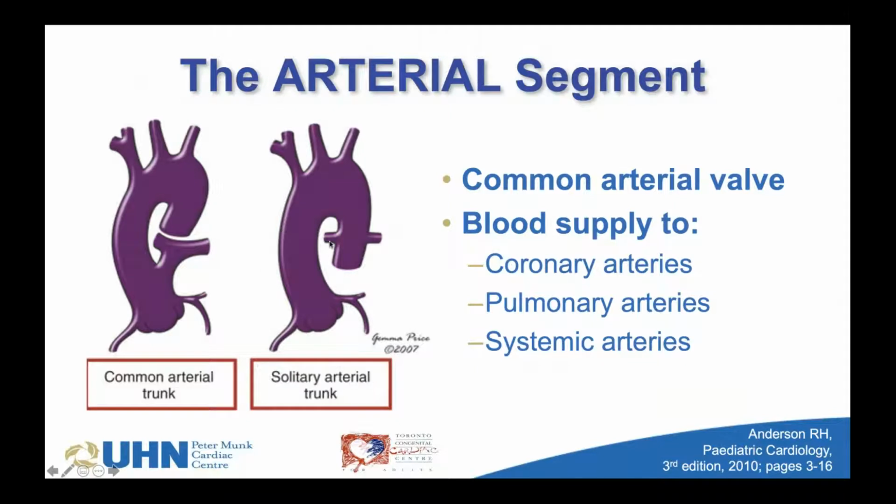The common arterial trunk is another arterial segment. And what's the definition of a common arterial trunk? So there's a common arterial valve, and the trunk gives blood supply to the coronary arteries, to the pulmonary arteries, and to the systemic arteries. This is the definition of a common arterial trunk.